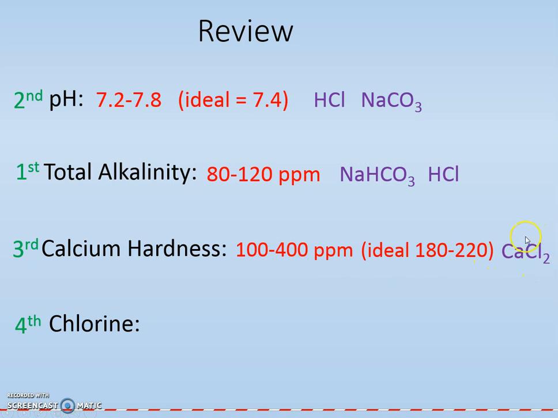And you can increase the calcium hardness by adding calcium chloride. And remember, to decrease the calcium hardness, you pretty much have to do that through dilution. And lastly, the chlorine. Chlorine can be added by introducing sodium hypochlorite or bleach.